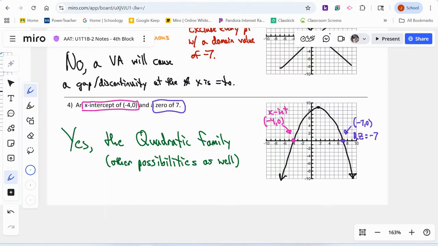I realize it's +7 as I'm talking to you in the video, so let me erase that negative there. It says 7. I graphed it at 7, but for some reason I wrote -7. So guys, this is in the quadratic family. Now, to be fair, you could have easily sketched a graph that's a cubic or a quartic, or a number of different families would have worked, but the quadratic is probably the simplest, easiest one to draw that would prove that these characteristics can coexist.